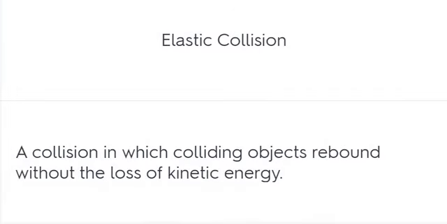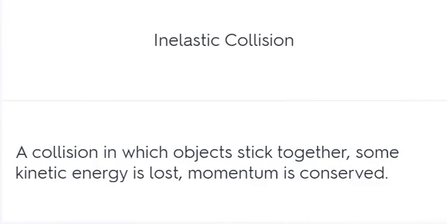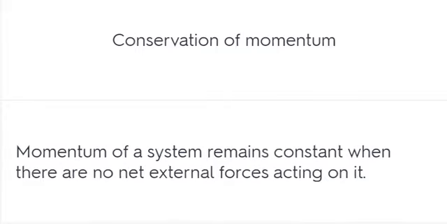Elastic collision. A collision in which colliding objects rebound without the loss of kinetic energy. Inelastic collision. A collision in which objects stick together, some kinetic energy is lost, momentum is conserved. Conservation of momentum. Momentum of a system remains constant when there are no net external forces acting on it.